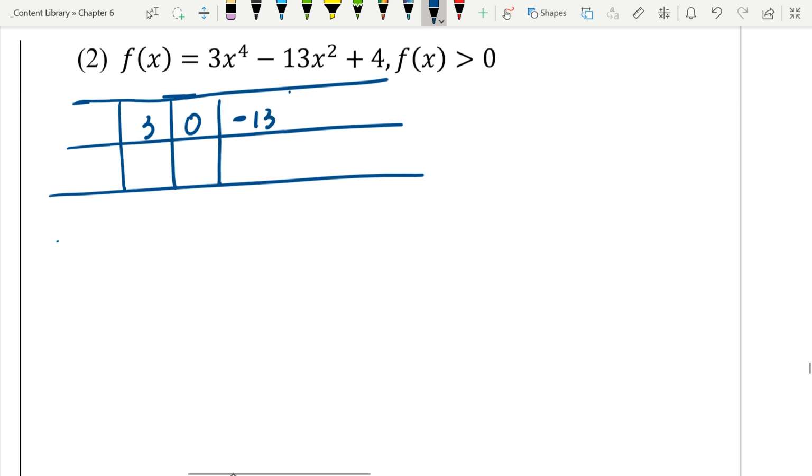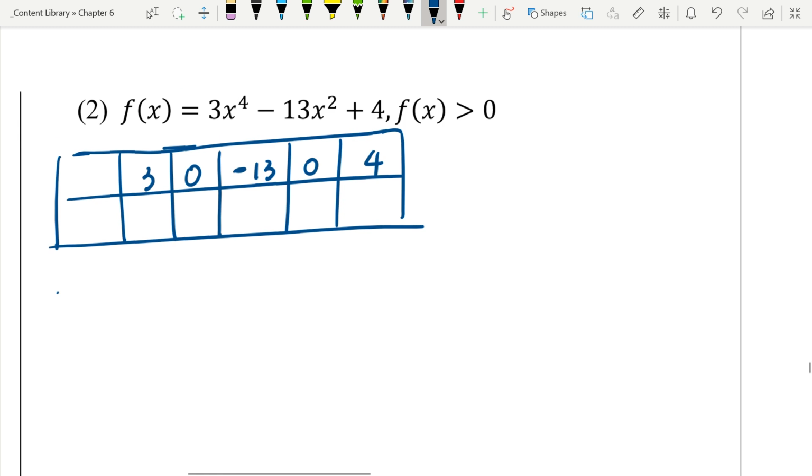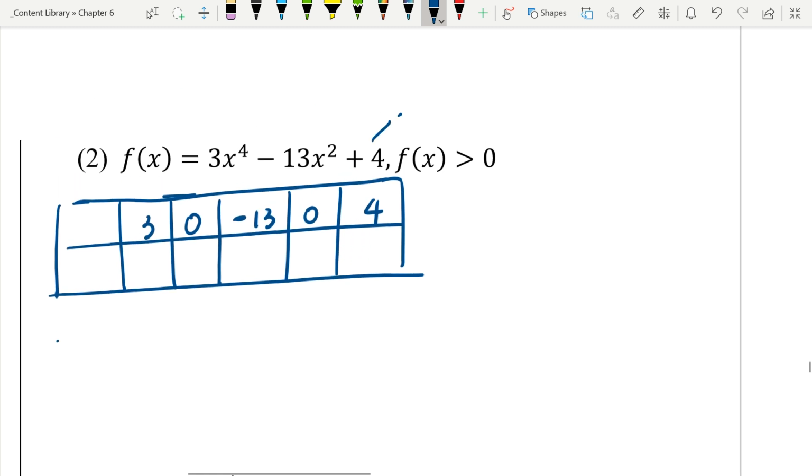Negative 13, 0 and 4. Okay, we have one more column compared to the cubic because it's a quartic. 4, 3, 2, 1, 0, so 5 numbers. So I must put the 5 numbers down. And then the values we want to try are plus minus 1, plus minus 2, plus minus 4 from here, and plus minus 1, plus minus 3 from here. So basically what we can try is plus minus 1, 2, 3, 4.